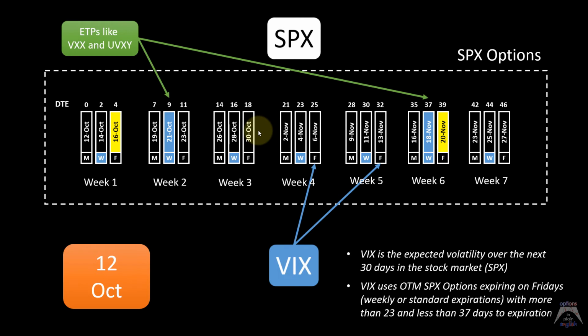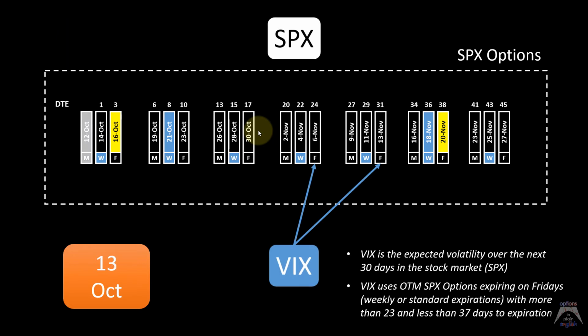Now we're going to simulate the passage of time. So now we're going to go to the 13th, and you can see that instead of 25 and 32, now we have 24 and 31. VIX is continuously calculating the value for the expected volatility over the next 30 days. The VIX value is calculated by the CBOE, and they are distributing this value all the time, during trading hours at least. One of the things I did here is gray out these contracts because they're in the past now.